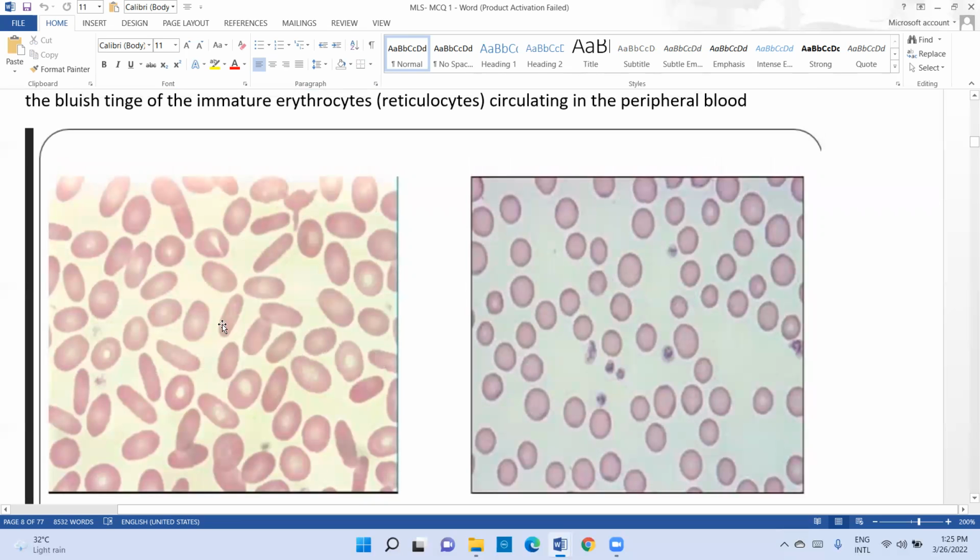This shows changes in shape, various shapes. This is various sizes. So this is poikilocytosis. This is anisocytosis. These red cells have various shapes. Many ovalocytes are there. Macrocytes are there. Here it is also different shapes, different sizes.